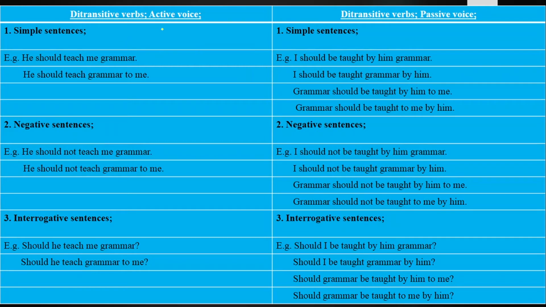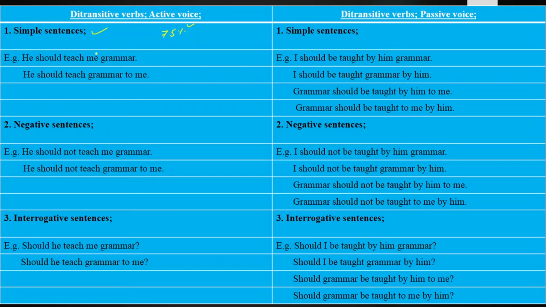Should is the modal auxiliary verb which is used for the percentage of 75. It is less stressable than must and ought to. And we will make the simple sentences of modal auxiliary verb should from active voice into passive voice.